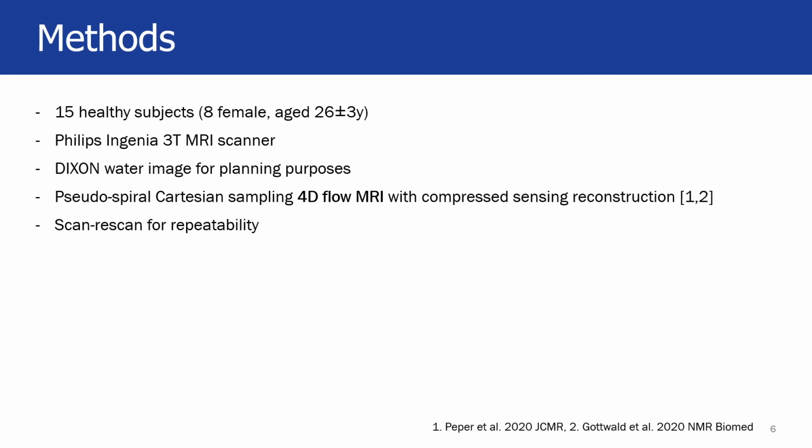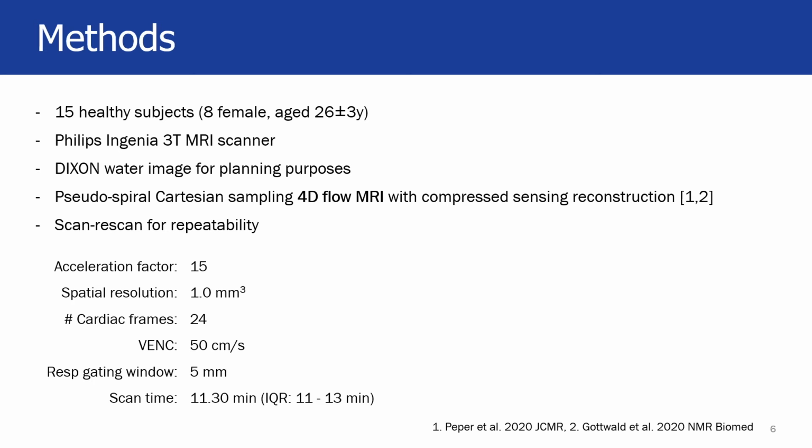We scanned 15 subjects and first acquired a DIXON water image to plan the 4D flow MRI on. And the 4D flow MRI was obtained in a scan-rescan manner for repeatability testing. Now here are some of the settings. We scanned with an acceleration factor of 15, which allowed for high spatial resolution at a scan time of around 12 minutes.